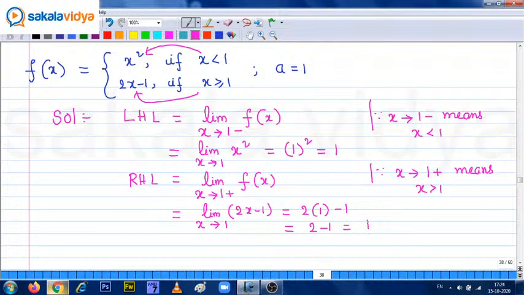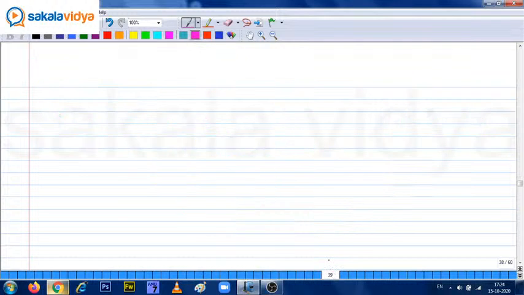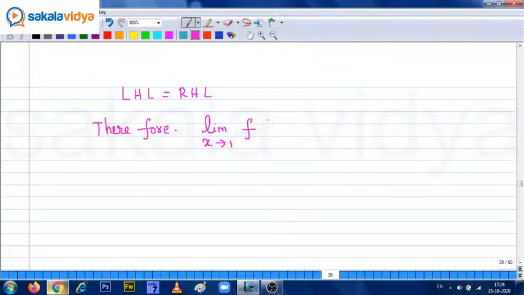Now what do you observe? LHL is equal to RHL. Therefore, limit x tends to 1, f of x equals 1.